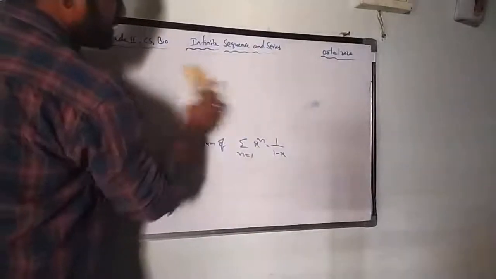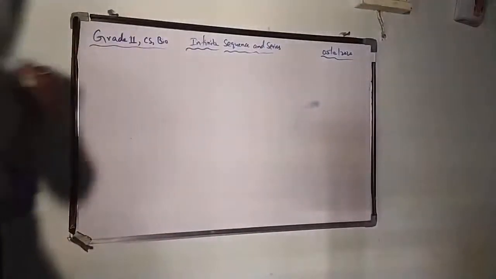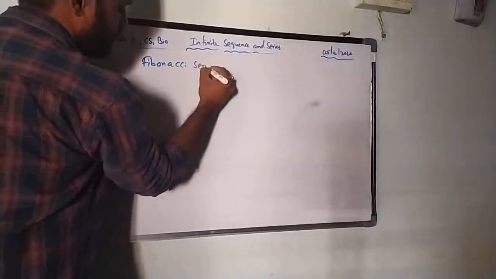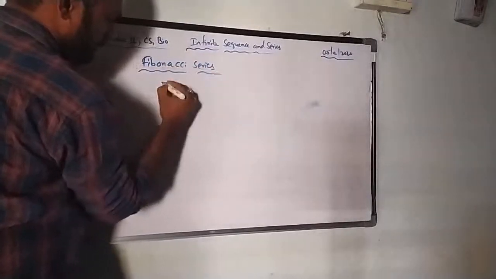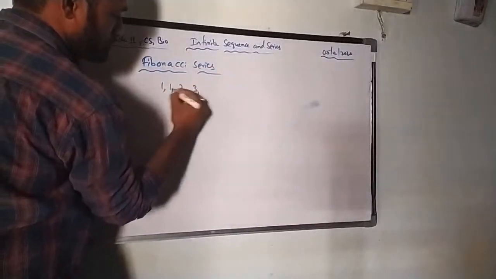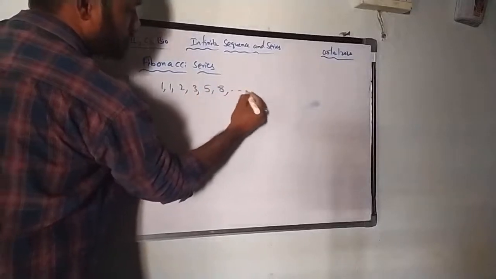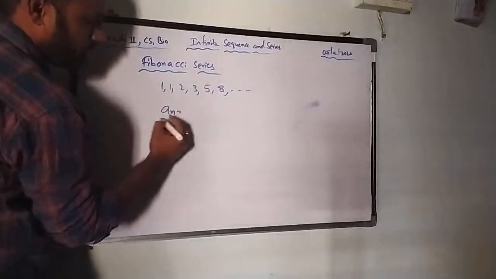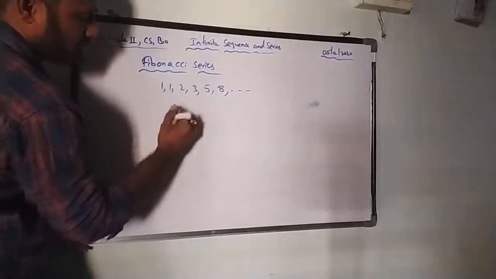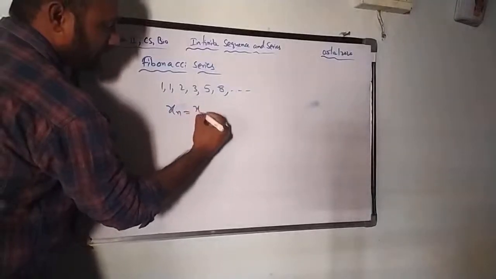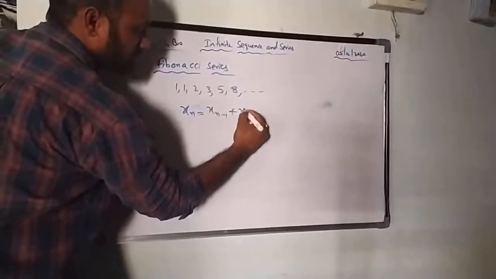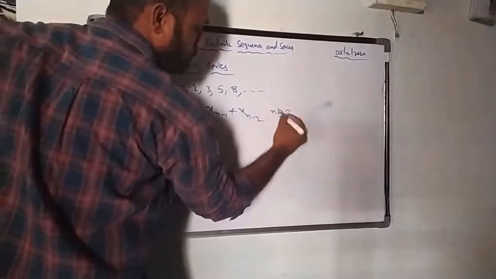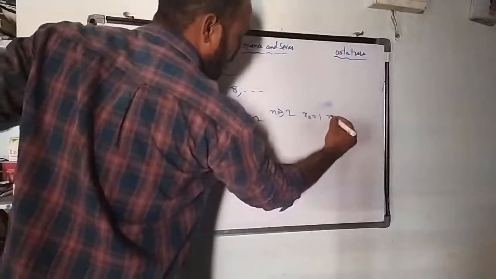Next, we have the Fibonacci series. Which is given as 1, 1, 1 plus 1 is 2, 1 plus 2 is 3, 2 plus 3 is 5, 3 plus 5 is 8, and so on. So this is called the Fibonacci series. In this, xn is equal to x of n minus 1 plus x of n minus 2, n greater than or equal to 2, and x0 is 1, x1 is 1, and so on.